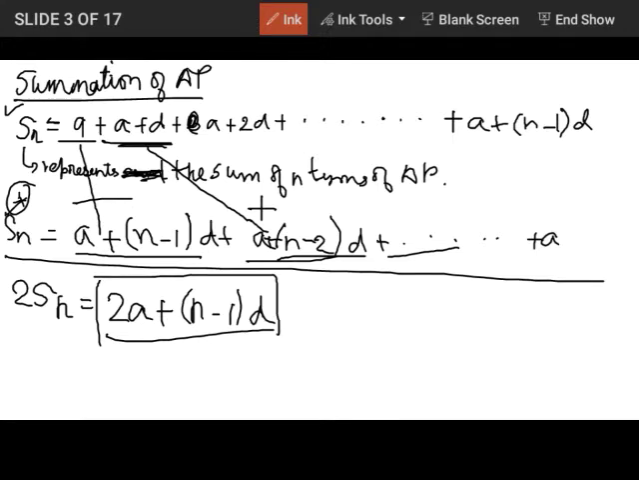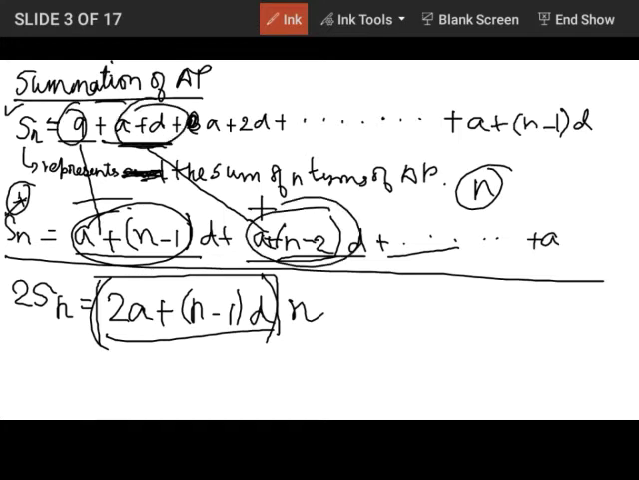Now you tell me how many terms are there. Obviously there are n terms, right? So how many 2a plus n minus 1 into d are we getting? How many such terms are we getting? N terms, correct? You can check this on your own. Just add up this and this one, this and this one, continue the process, you will get the same result, that is 2a plus n minus 1 into d. And since there are n terms, we are going to get n such terms.